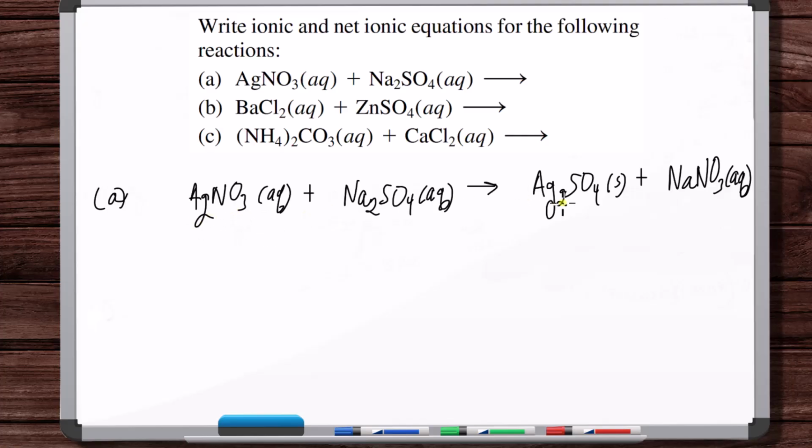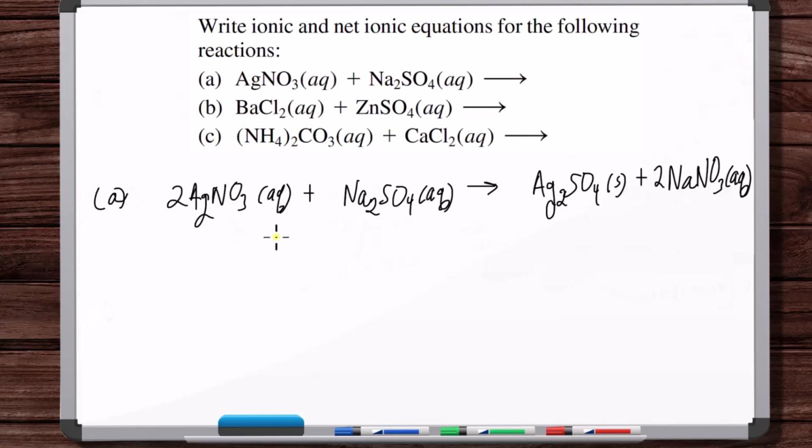So we've got two silvers on the right, now we have two silvers on the left. We've got two nitrates on the left, now we have two nitrates on the right. Two sodiums on the right, two sodiums on the left. One SO4 on the left, one SO4 on the right. So that's balanced. There's the molecular equation.